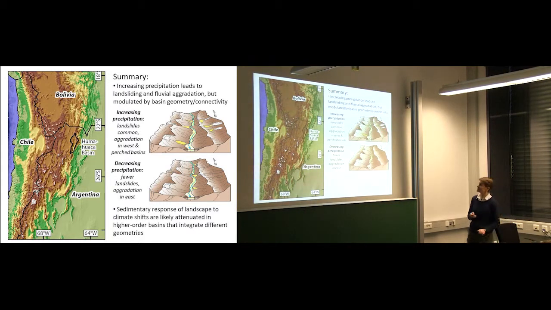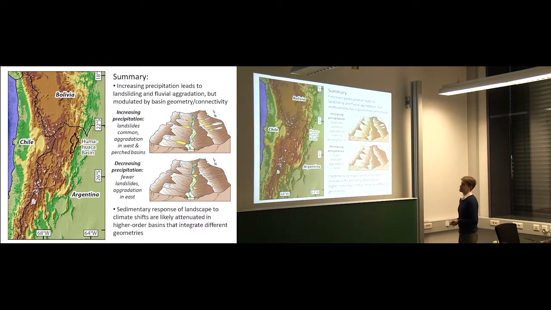Okay, and the idea was that during times of increasing precipitation, we do indeed get landslides everywhere, right? But on the west side, that landslide material moves out immediately. On the east side, it gets trapped. During periods of decreasing precipitation, there are fewer landslides, and that allows us to actually start to move material on the east side down into the main valley.